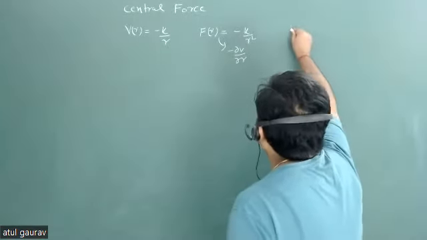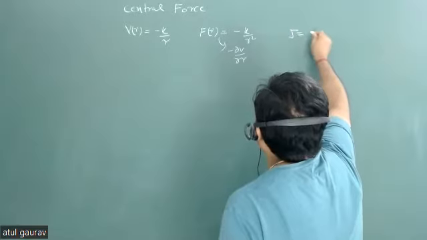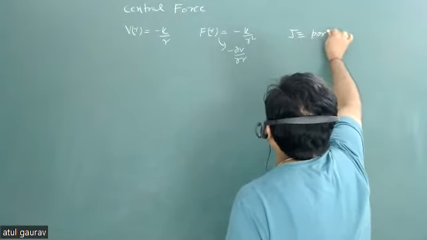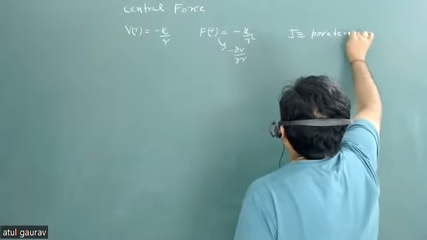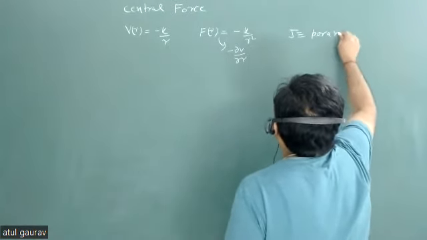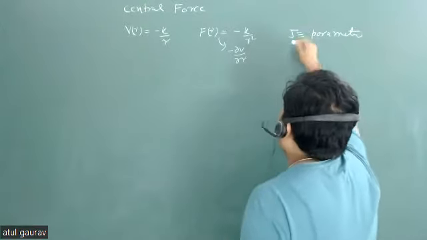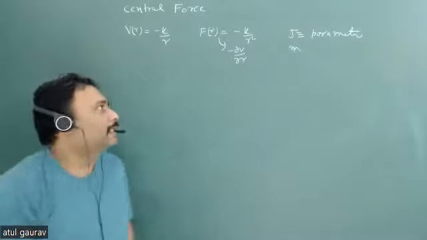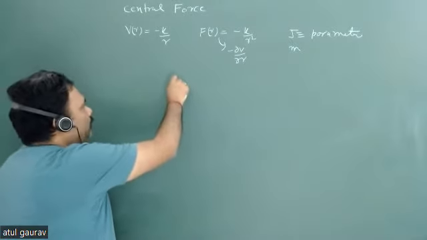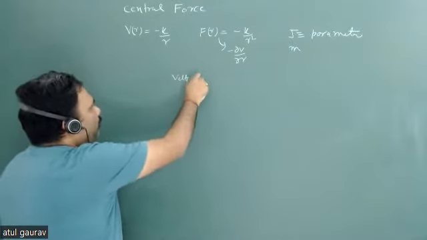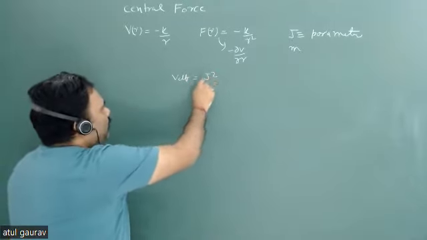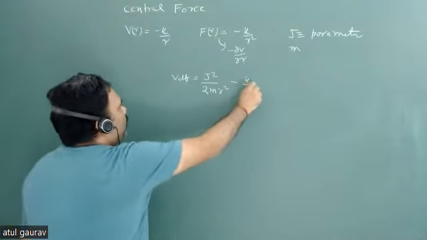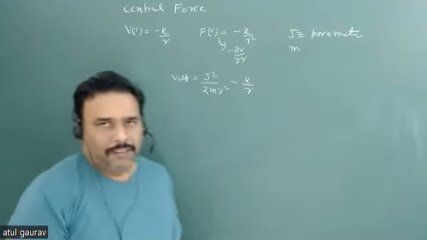So what I have, J is the angular momentum, which is constant, so we can use J as a parameter. And obviously mass is always given. So what you basically have is a V effective. What is your V effective? The V effective is basically J square upon 2m R square minus K by R. So this is our V effective.